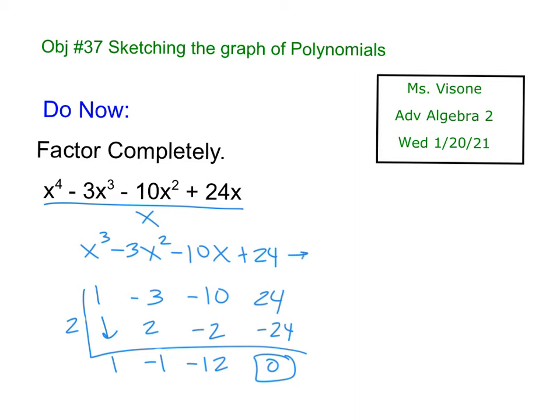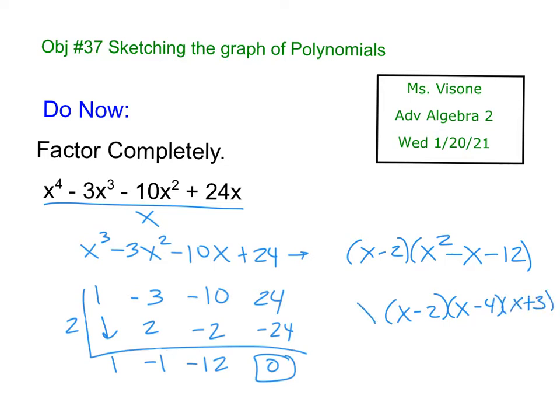So that means I get x minus 2, x squared minus x minus 12. So x minus 2, x minus 4, x plus 3, and then don't forget I divided by x to start. So that is my factored polynomial.